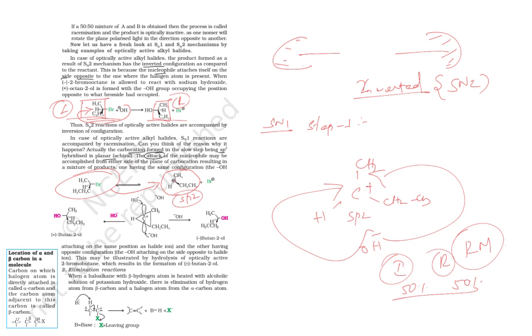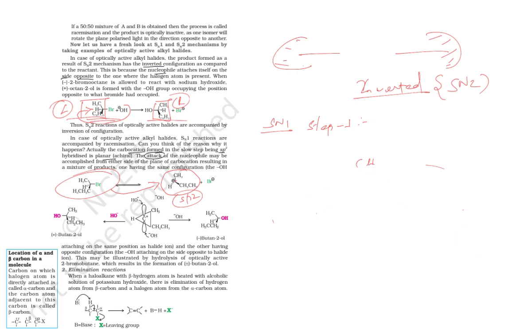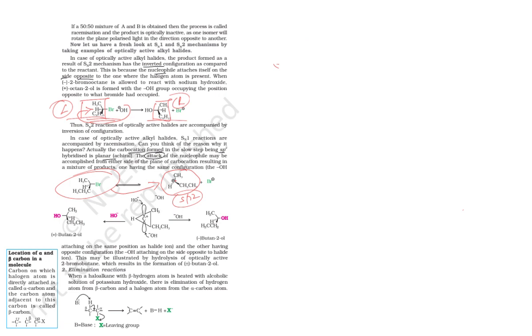Understand? Okay, fine. So we will go for the next topic, that is very, very important. The second reaction, the second topic of chemical properties, is beta elimination or the elimination reaction. Look here.